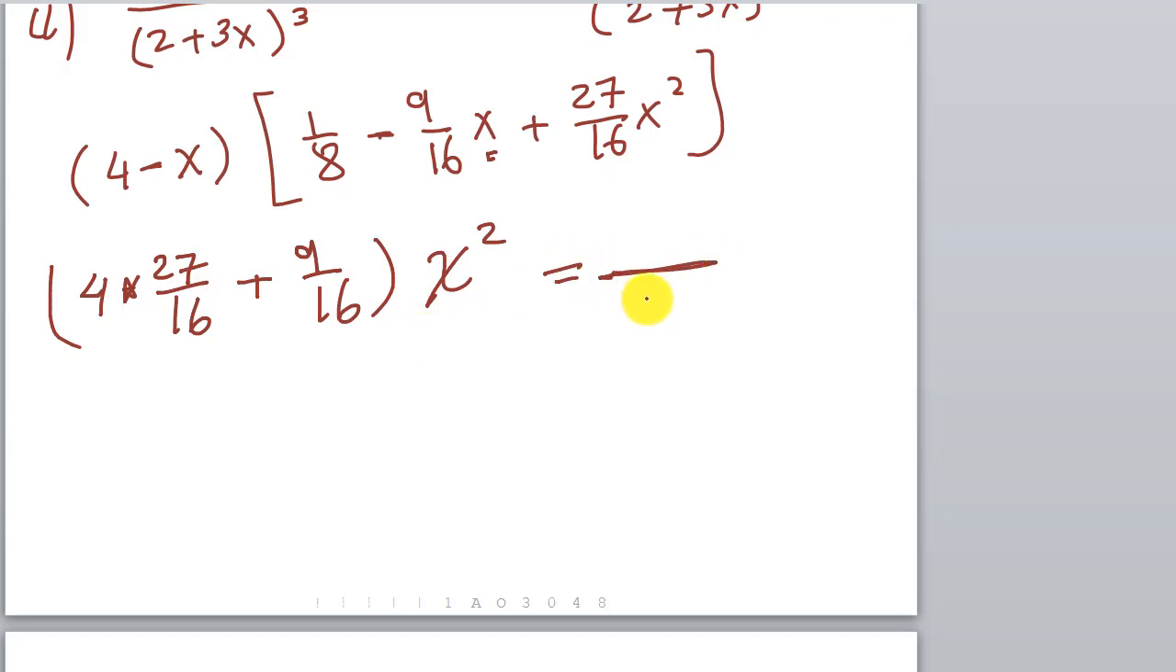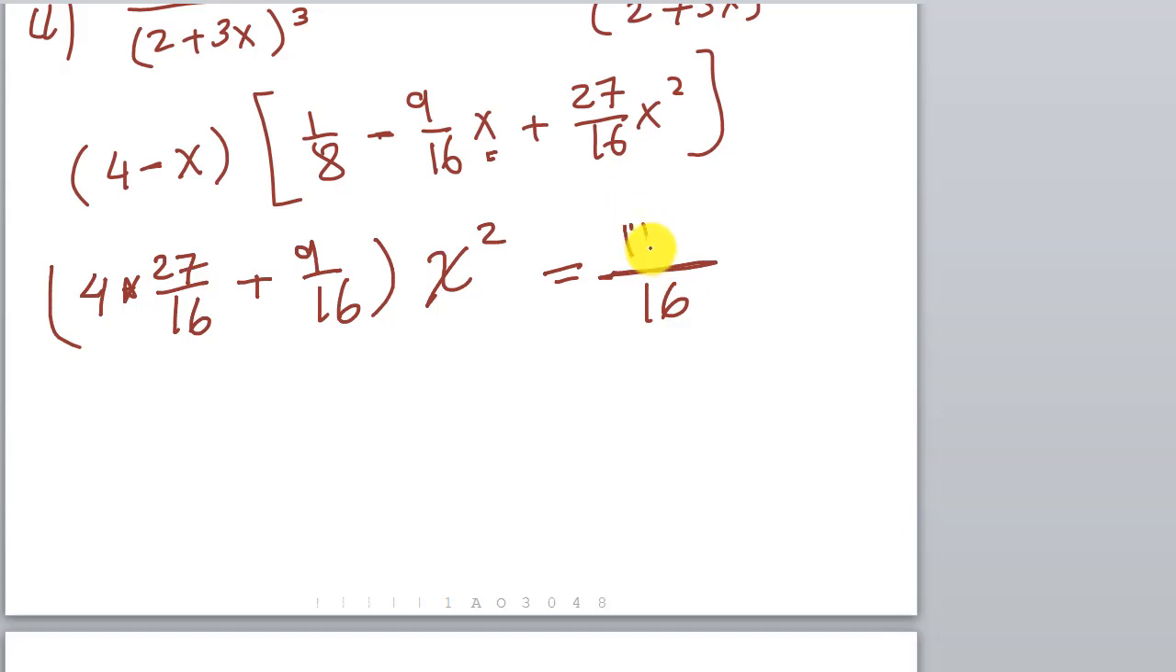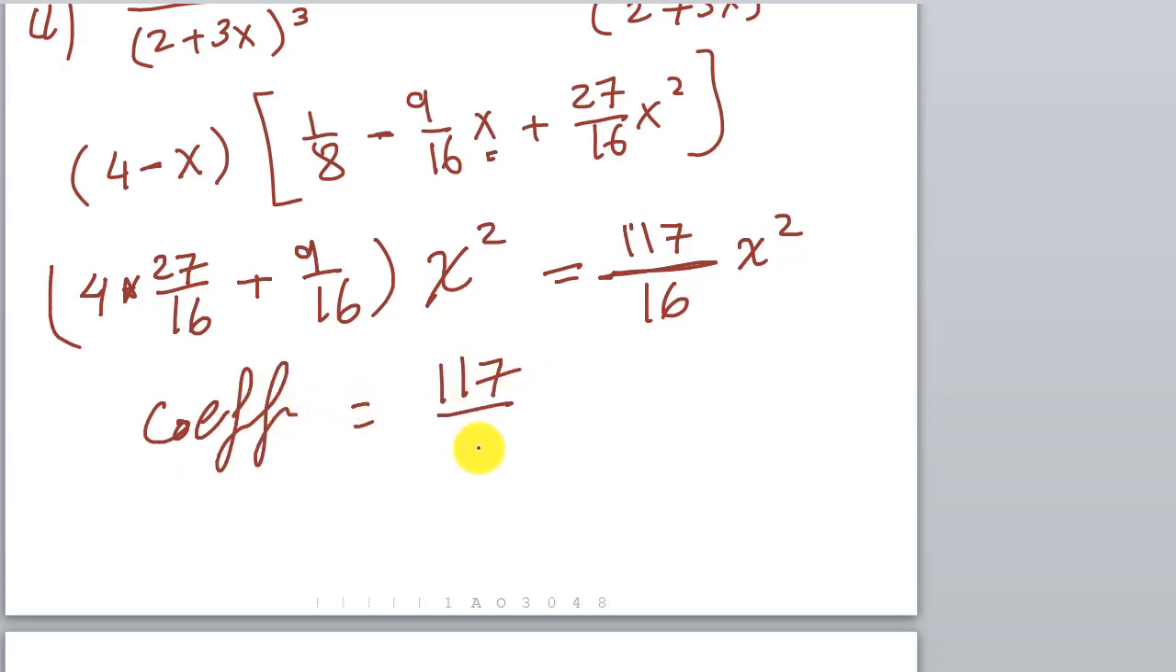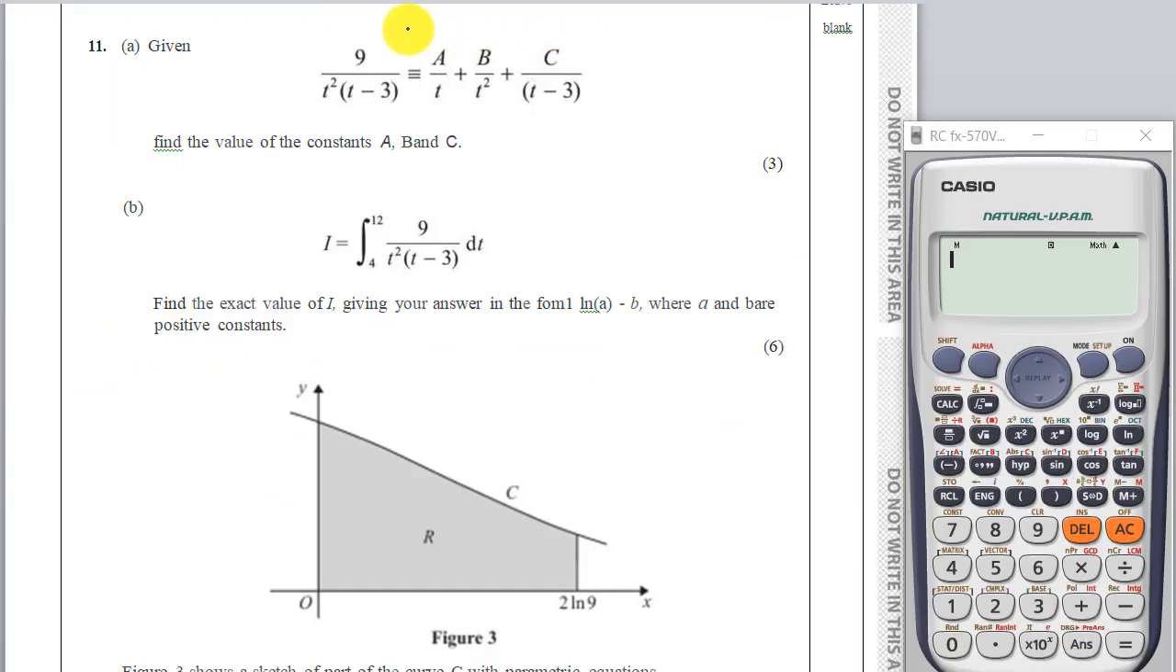So let us find the coefficient. We have 4 multiplied by 27, plus 9, so 117 x squared, so the coefficient is equal to 117 divided by 16, and this is the answer of this question. Let us go ahead to another one.